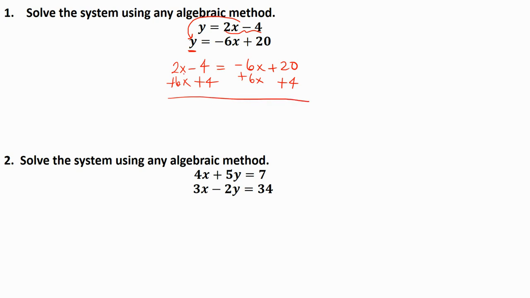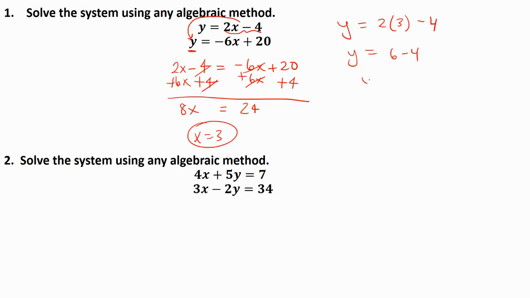So we get 2x plus 6x is 8x. These cancel out. And 20 plus 4 is 24. And we see x equals 3. And then we plug back in. I'm just going to use the first equation. y equals 2 times 3 minus 4. So y equals 6 minus 4. So y equals 2. So that's using substitution.